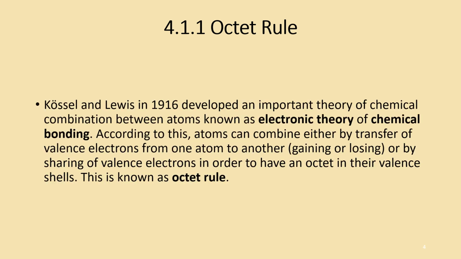Octet rule. Kössel and Lewis in the year 1916 developed an important theory of chemical combination between atoms, which is known as the electronic theory of chemical bonding. According to this theory, atoms can combine either by transfer of valence electrons from one atom to another, that is, by gaining or losing an electron, or by sharing of valence electrons, in order to have an octet in their valence shell. This is known as the octet rule. The Lewis-Langmuir theory can be understood by considering the formation of the chlorine molecule, which we'll discuss in the next slide.